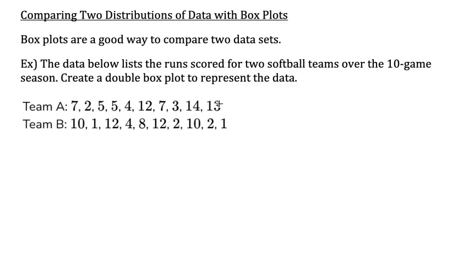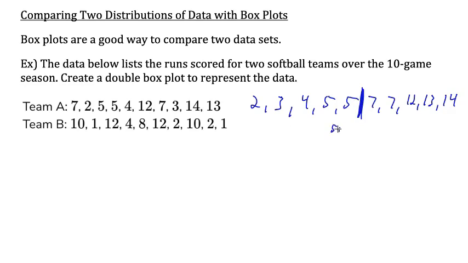We need to get those runs in order from smallest to biggest. Right, it's 10 games, so the median will be between the 5 and the 7. We can either just figure out what number is halfway between 5 and 7, or we can add them and divide by 2. Right, so we get a median of 6.